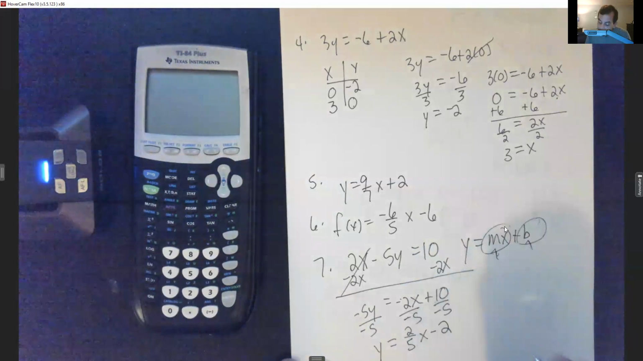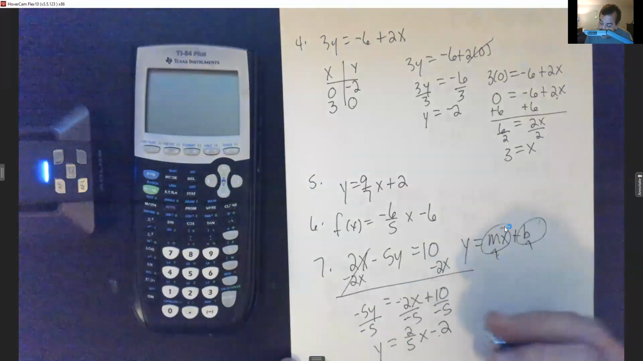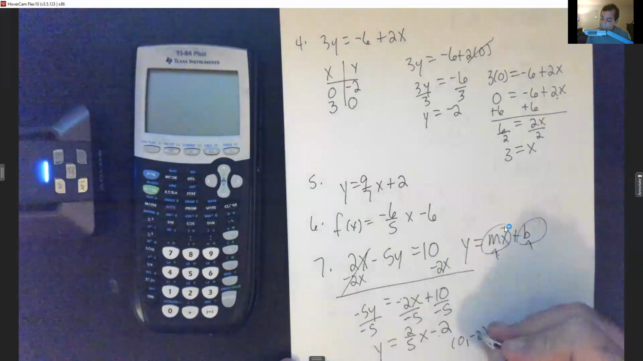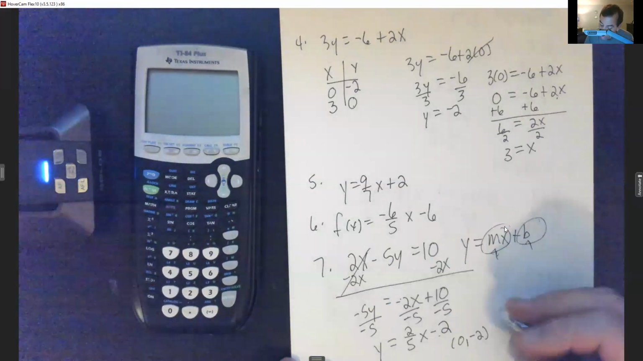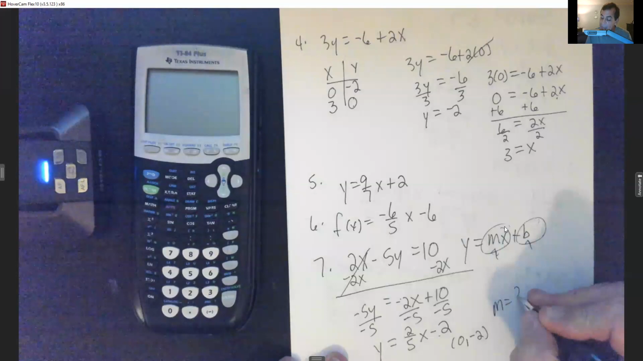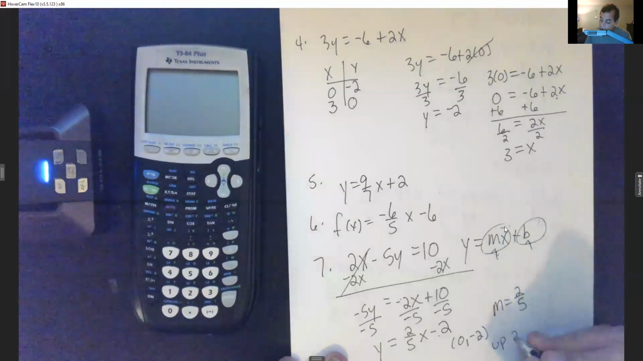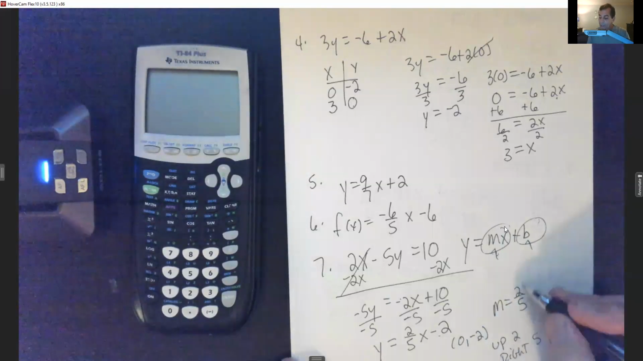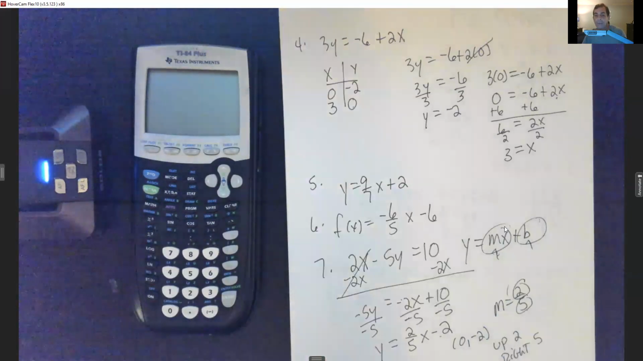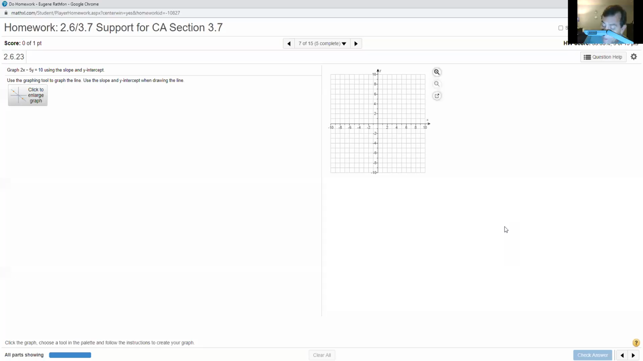So my y-intercept is going to be 0, negative 2. That's where I'm going to start at on the y-axis. My slope, which is my m, is 2 over 5. So from this point, negative 2, I'm going to go up 2 and then right 5. So these are both positive, up and right when they're both positive, okay? So we can go graph that now. So see, the hardest they're going to get is you might have to solve it for that y.